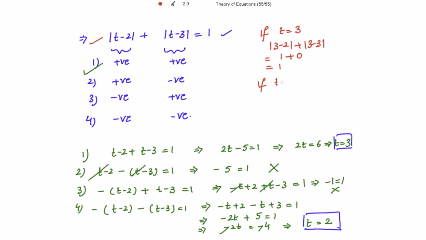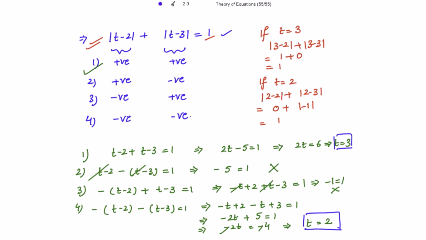Now if t is equal to 2, then in the left hand side we get absolute value of 2 minus 2 plus the absolute value of 2 minus 3, that is equal to 0 plus the absolute value of negative 1, that is equal to 1. The absolute value of negative 1 is 1. So it is also again equal to the right hand side, that is 1. So t equal to 2 also satisfies this equation, right? So we are getting the possible solutions to this absolute value equation as t equal to 2 and t equal to 3.